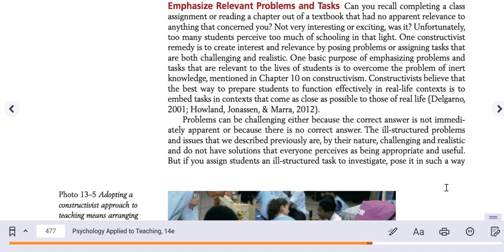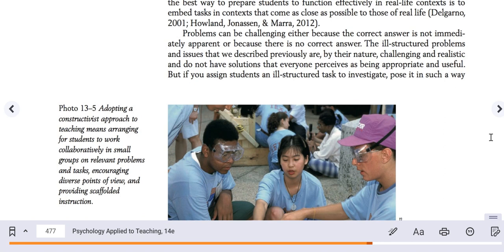One basic purpose of emphasizing problems and tasks that are relevant to the lives of students is to overcome the problem of inert knowledge mentioned in Chapter 10 on constructivism. Constructivists believe that the best way to prepare students to function effectively in real-life contexts is to embed tasks in contexts that come as close as possible to those of real life. Problems can be challenging either because the correct answer is not immediately apparent or because there is no correct answer. The ill-structured problems and issues that we described previously are by their nature challenging and realistic and do not have solutions that everyone perceives as being appropriate and useful.